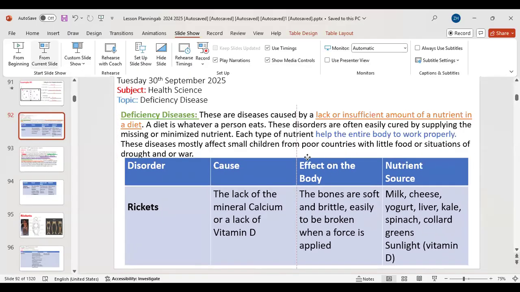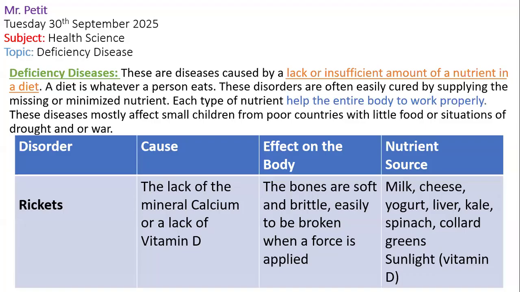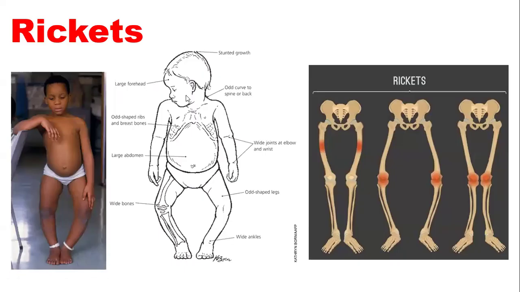Okay, so quick recap. What effect does rickets have on the body? The bones are soft and brittle, easily broken when a force is applied. Very good. The bones are soft and brittle, just like this young boy. His bones are soft, brittle. It could cause people to be bow-legged, right? It could cause wide joints, odd-shaped legs, large foreheads.